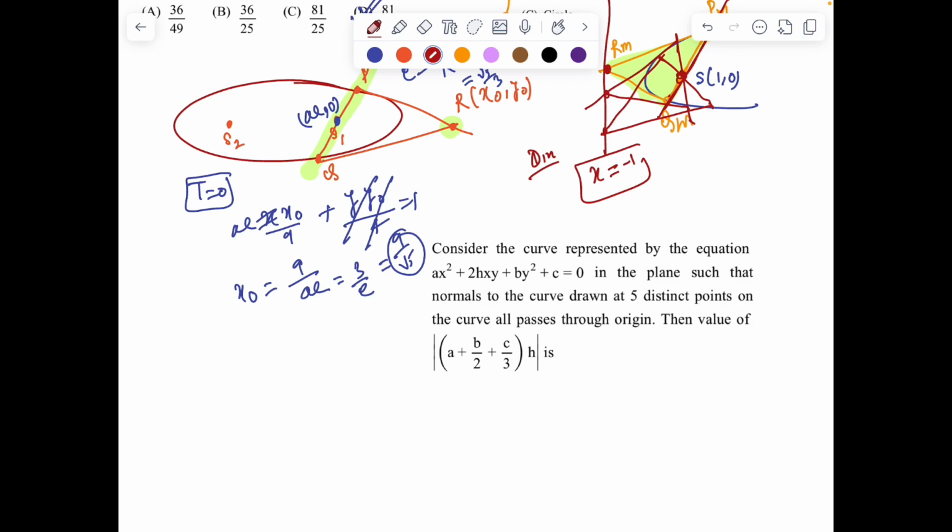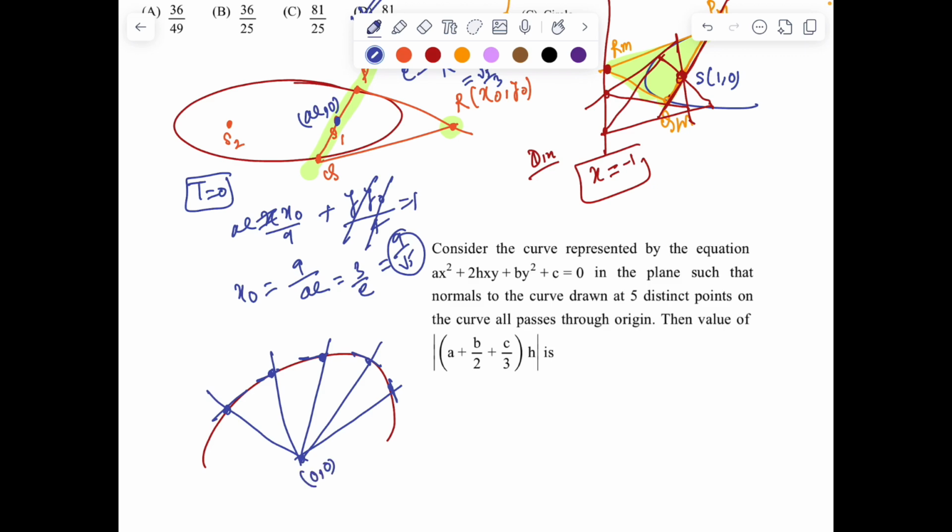Let's try the third one. Consider a curve represented by the equation in the plane so that normals to the curve drawn at 5 distinct points. We have some random curve, let's say, and if I take 5 distinct points here, normals drawn at all these 5 points meet at the origin 0 comma 0, then find the value of this. Now if we have 5 distinct points p1 p2 p3 p4 p5, let's see for this second degree curve, is it possible that they meet at a single point?